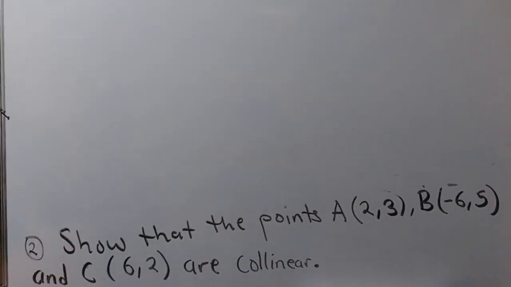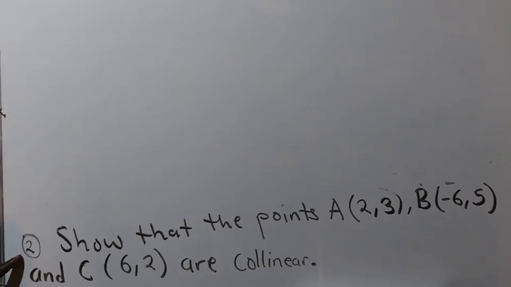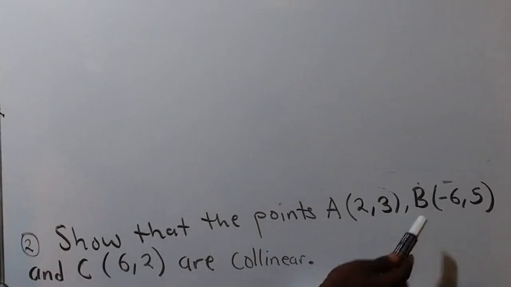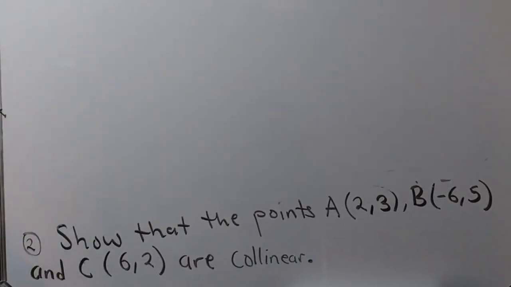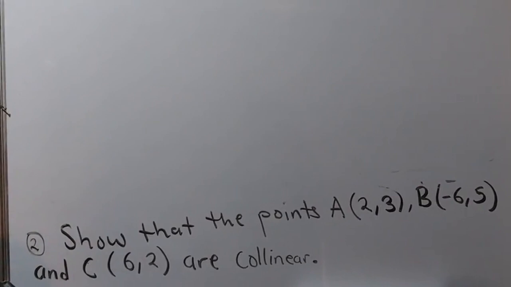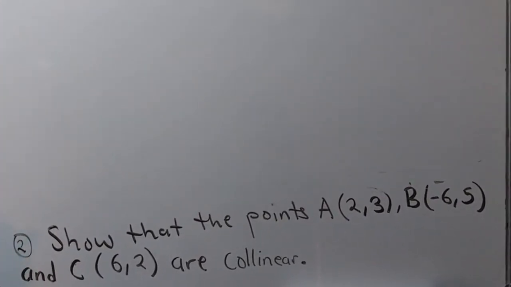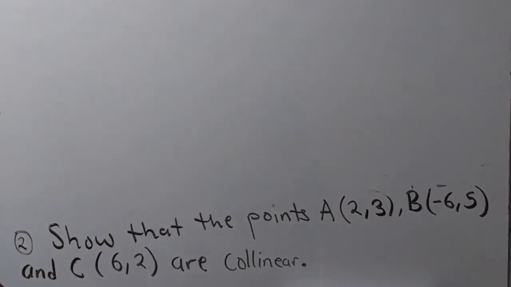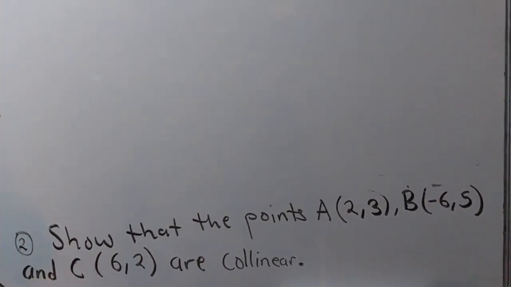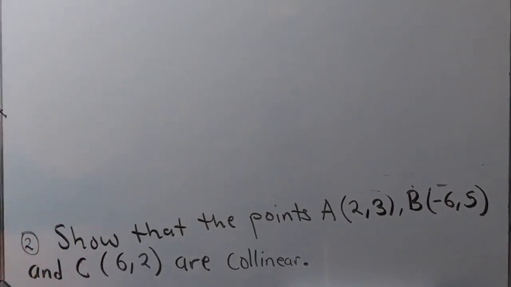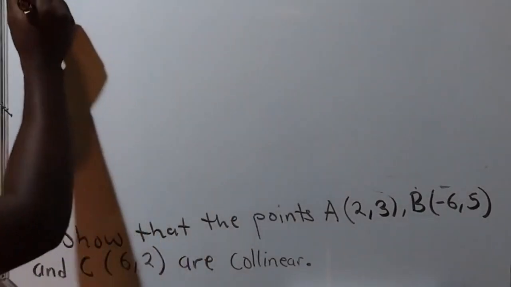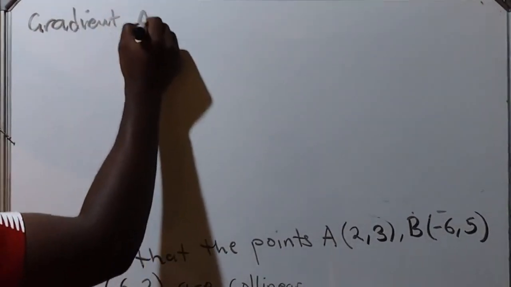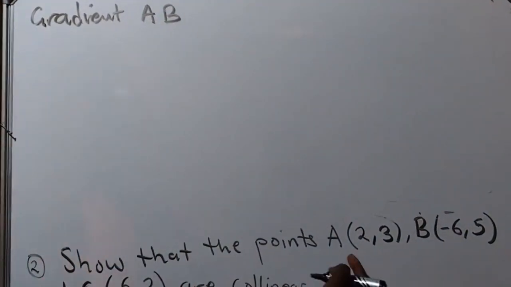We have come to example 2. This is the question under example 2. So this question, they want you to show that the points A, B, and C are collinear. Okay? You understand that when points are collinear, it means that they are lying on the same what? Straight line. They are lying on the same straight line. Okay, so we are going to use the other method of finding the gradient of these points. So we are going to start with finding the gradient of what? AB. This is our AB.